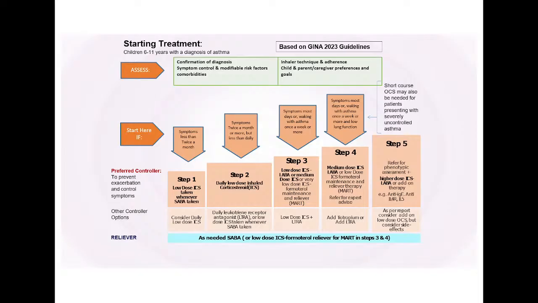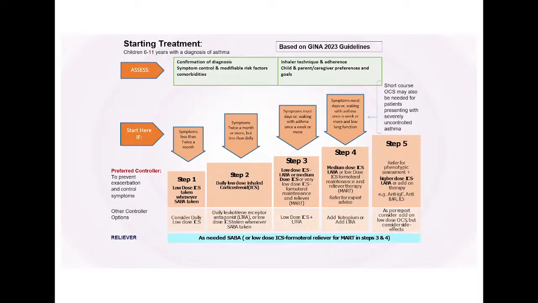we have to give continuous, means daily, low dose inhaled corticosteroid budesonide. Step 3, this is the preferred method and this is the other controller option. This is the preferred controller option and these are the other controller options. So we will talk about the preferred one, and reliever is as needed SABA. As needed SABA means short acting beta agonist, that is salbutamol, or low dose inhaled corticosteroid plus formoterol. Formoterol is long acting beta agonist.